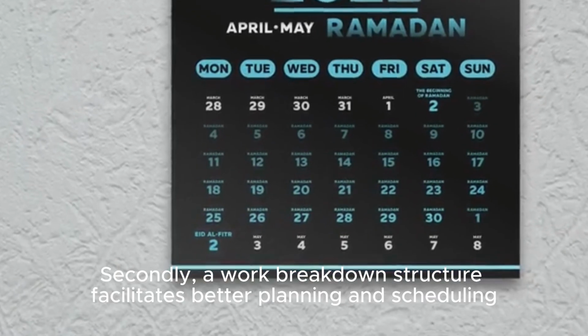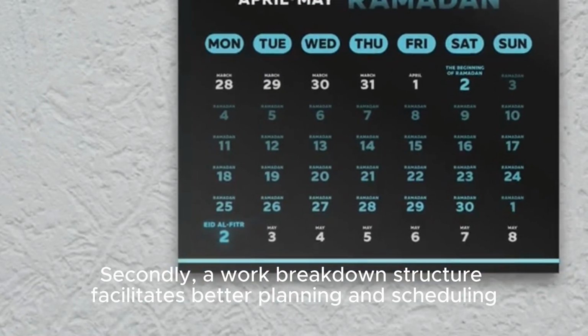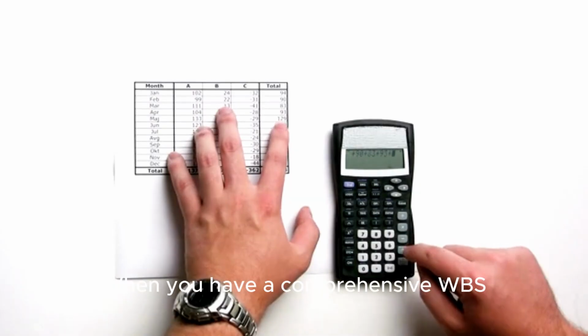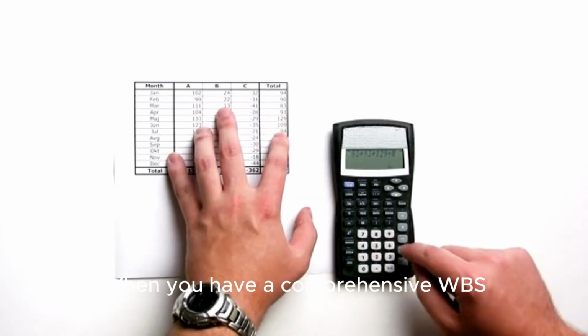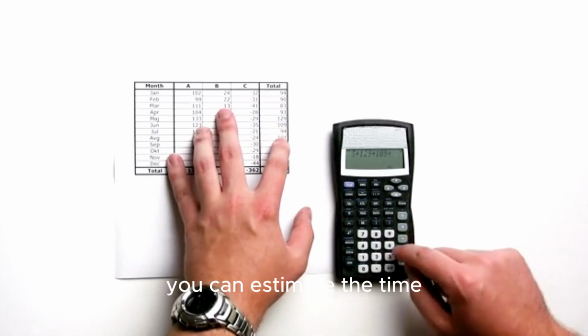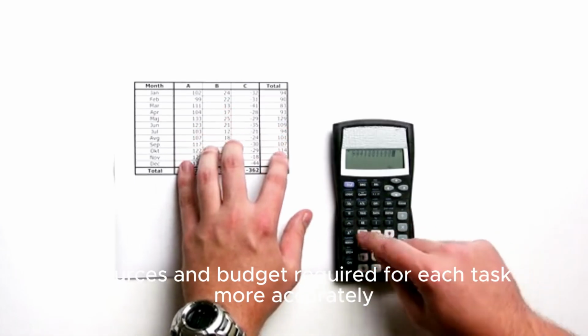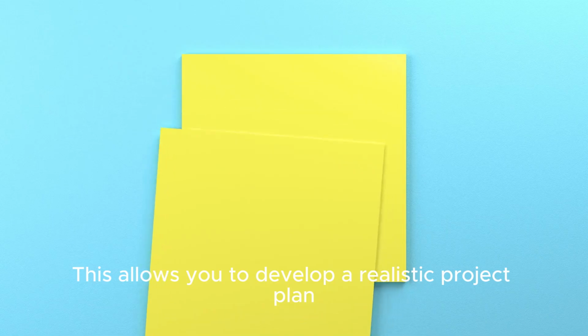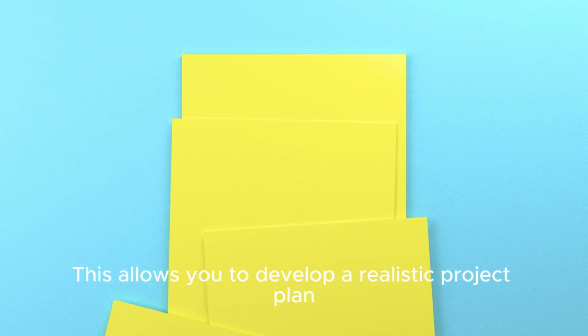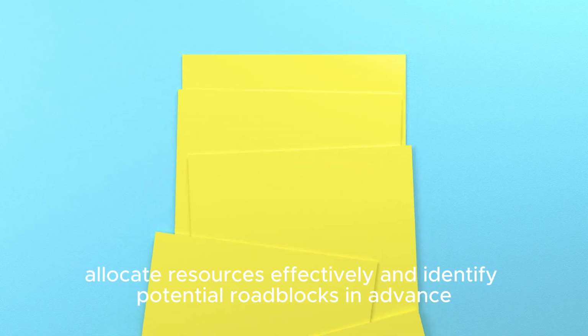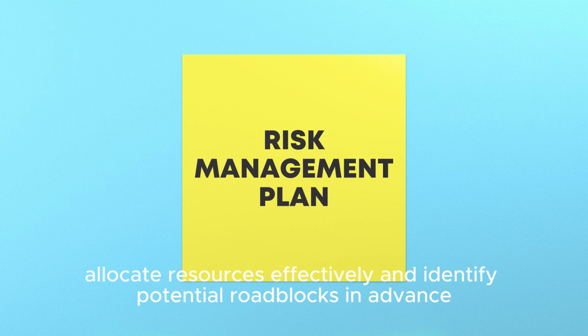Secondly, a work breakdown structure facilitates better planning and scheduling. When you have a comprehensive WBS, you can estimate the time, resources, and budget required for each task more accurately. This allows you to develop a realistic project plan, allocate resources effectively, and identify potential roadblocks in advance.